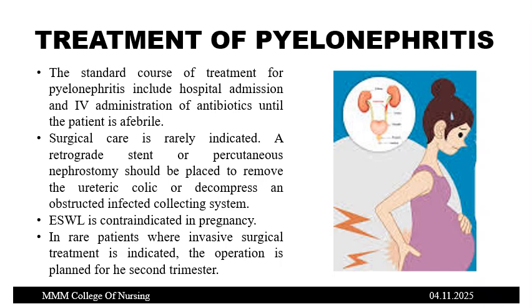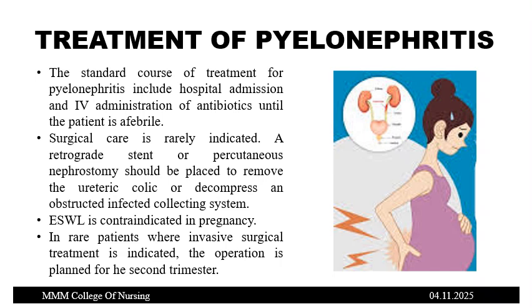Treatment for pyelonephritis. The standard course of treatment for pyelonephritis includes hospital admission and IV administration of antibiotics until the patient is afebrile. So we see that the main criterion for pyelonephritis is the patient complaining of fever more than 38 degrees Celsius. In that case you have to admit and provide IV antibiotics until the fever subsides. Surgical care is rarely indicated.